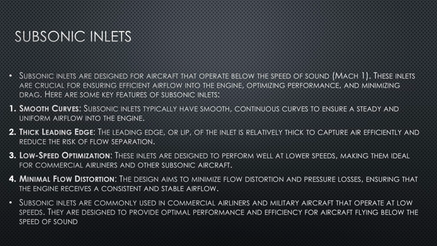Subsonic inlets. Subsonic inlets are designed for aircraft that operate below the speed of sound. These inlets are crucial for ensuring efficient airflow into the engine, optimizing performance and minimizing drag. Here are some key features of subsonic inlets. Smooth curves: subsonic inlets typically have smooth, continuous curves to ensure steady and uniform airflow into the engine. Thick leading edge: the leading edge of the inlets is relatively thick to capture airflow efficiently and reduce the risk of flow separation.